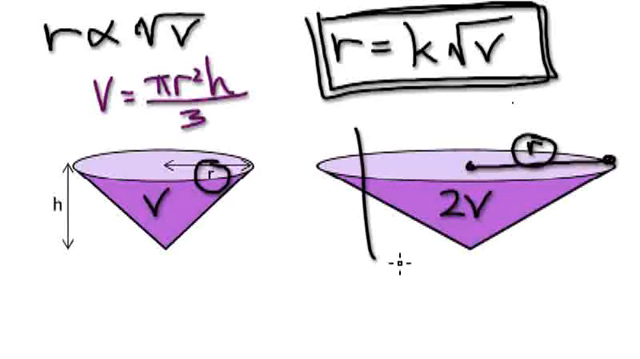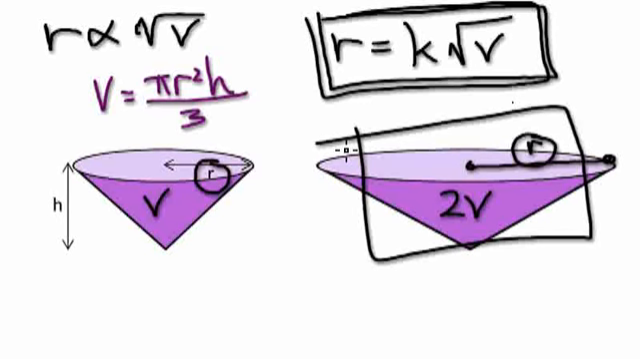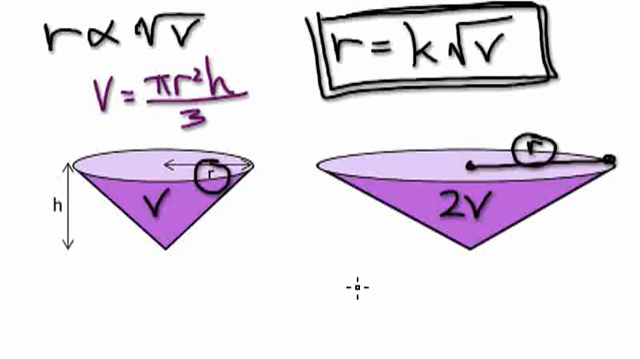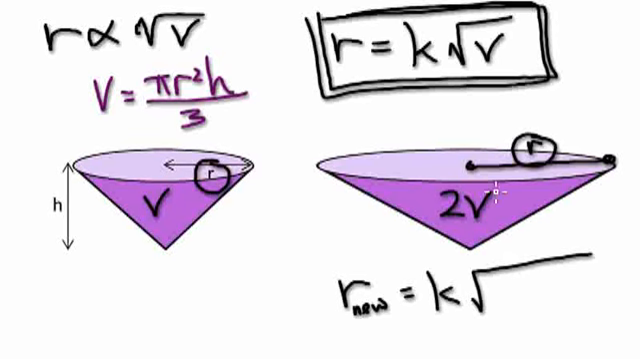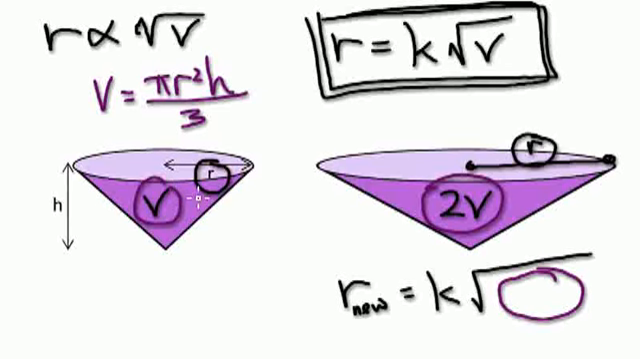Now, let's look at this system here. So our new radius, let's call it radius new, equals k and then a root. Now our volume here is 2v, so we've got to put this into this formula. The old formula is basically k root v, but our new volume is twice the volume of the old one. So we've got to put 2v in here.